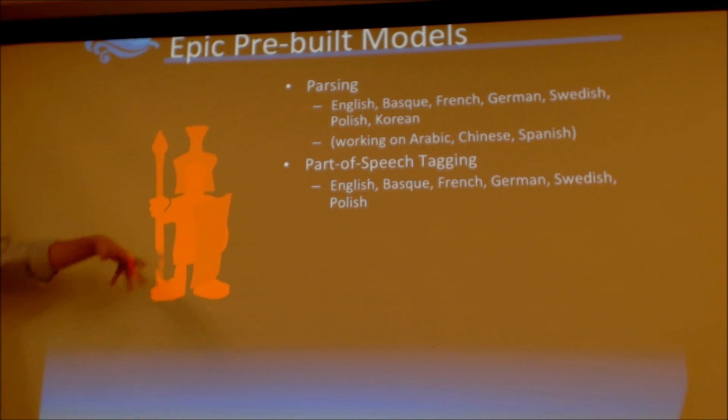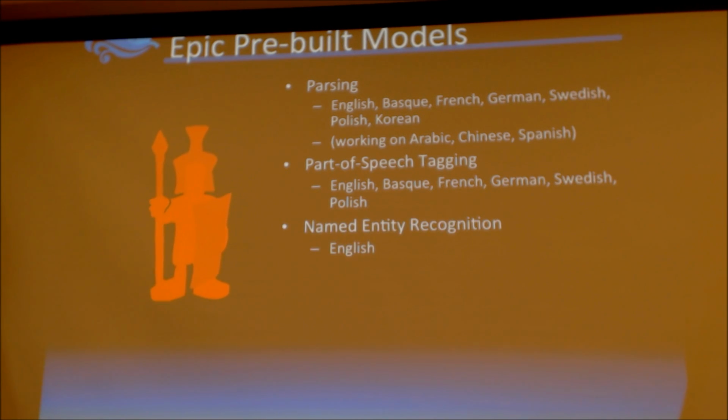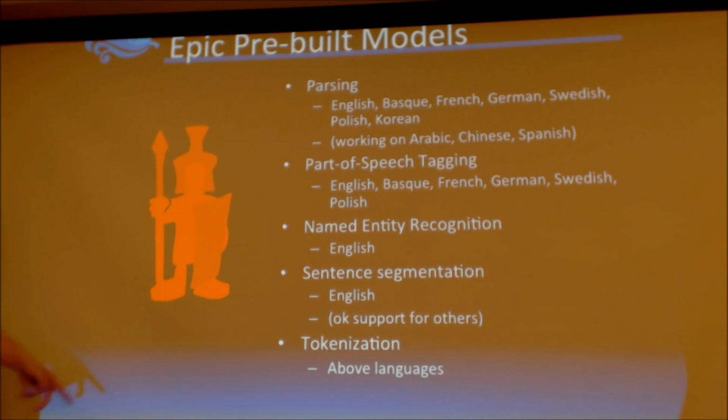Part-of-speech tagging is very easy to train a tagger for if you have the stuff to build a parser, so we have them for those. For entity recognition, we just have English right now. We're working on Spanish and German, I think. For sentence segmentation, currently we just have a model built for English. Our support is okay for the other languages, because sentence segmentation is actually easier in other languages than in English. And tokenization works for this set of languages, but that's only word tokenization. It doesn't do any kind of morphological segmentation.